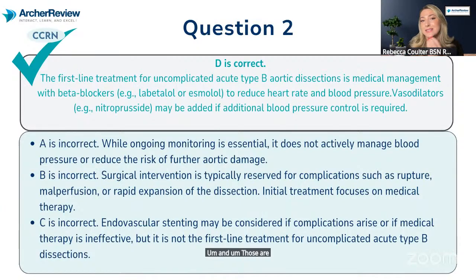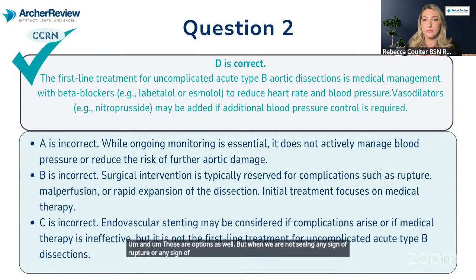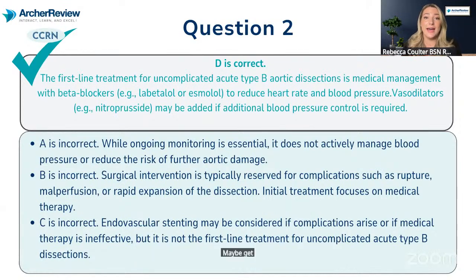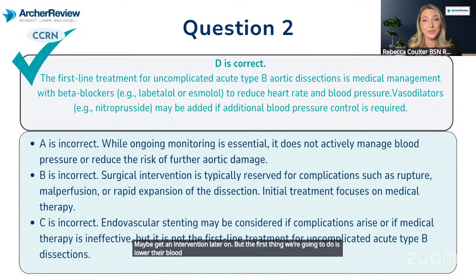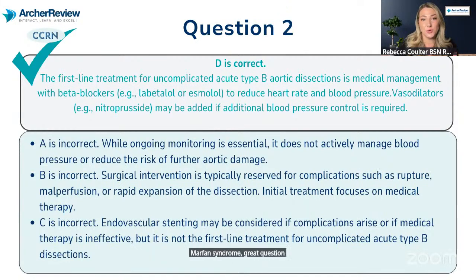But when we are not seeing any sign of rupture or any sign of reduced perfusion for the patient, we're not at that point yet. We'll actually watch that dissection for a little bit longer, or get it on the schedule to have them maybe get an intervention later on. But the first thing we're going to do is lower their blood pressure to not put further stress on that active dissection.